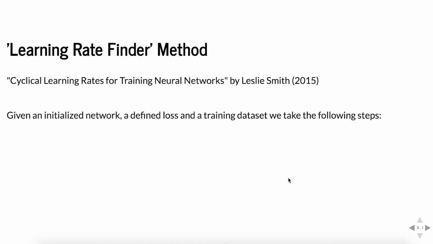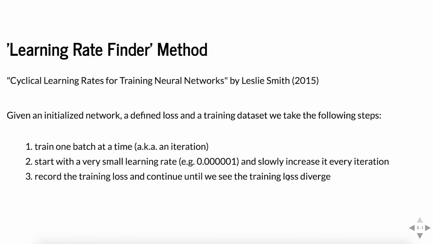It's quite simple. What we need is an initialized network, some kind of loss, and a training data set to optimize this loss against. And we want to take the following steps. Firstly, we're going to be training one batch at a time. We'll take a single batch of data, do a forward and a backward pass, and evaluate the loss. This is sometimes called an iteration.